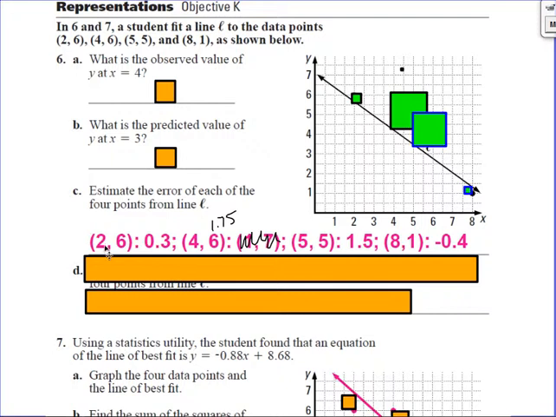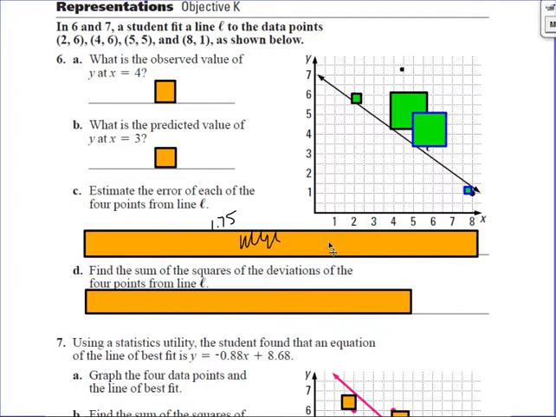Alright, for 2-6, you should have gotten an error of 3/10. For 4-6, you should have gotten an error of about 1.75. For 5-5, you should have gotten an error of about 1.5. And for 8-1, you should have gotten an error of about negative 0.4. Or if you said negative 0.5, that's obviously okay.